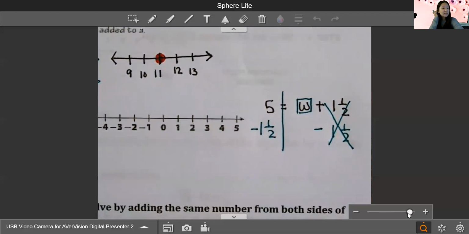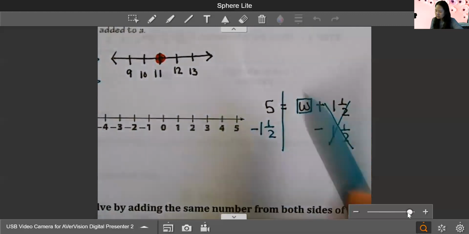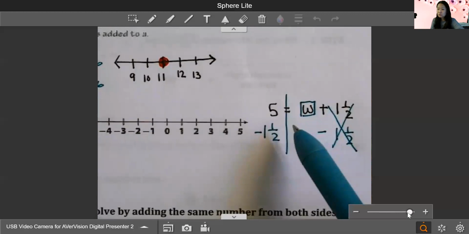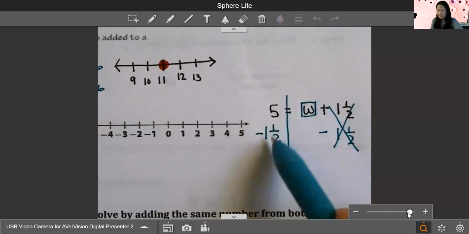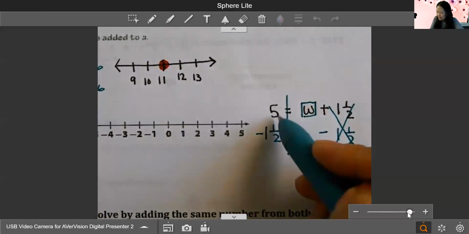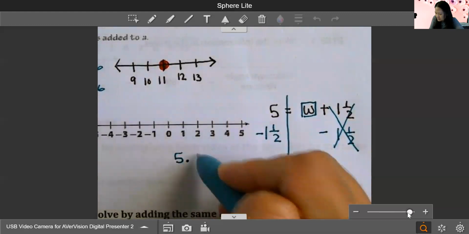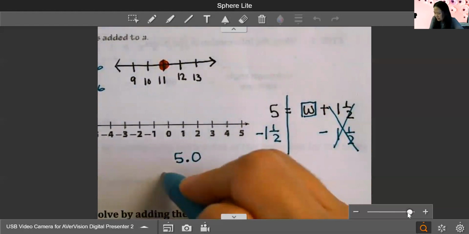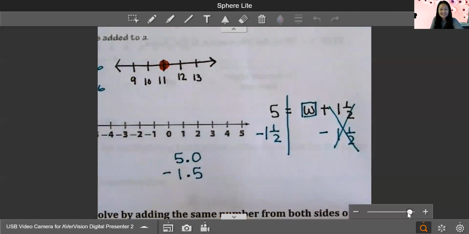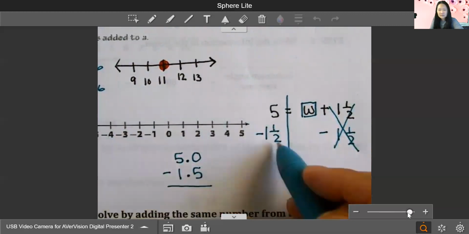Now, in class, when I actually do the lesson, I will do this in more detail. Right now, I'm going to take a shortcut. Instead of doing 5 minus 1.5, which is what I'm going to do in class, right now I'm just going to work with a decimal, okay? Because I want you to see the connection to both decimals and fractions. So, instead of 5, I'm going to write 5.0, and then I'm going to subtract 1.5, 1 and 5 tenths, okay? 1 and 5 tenths is equivalent to 1.5.